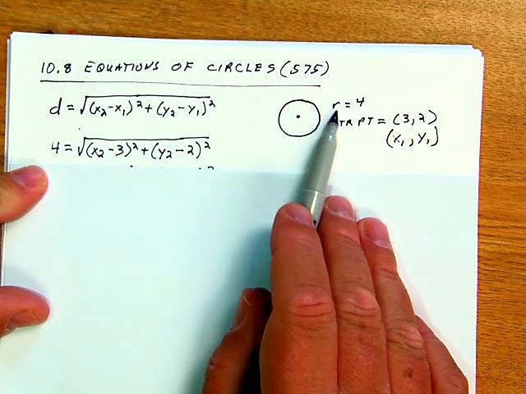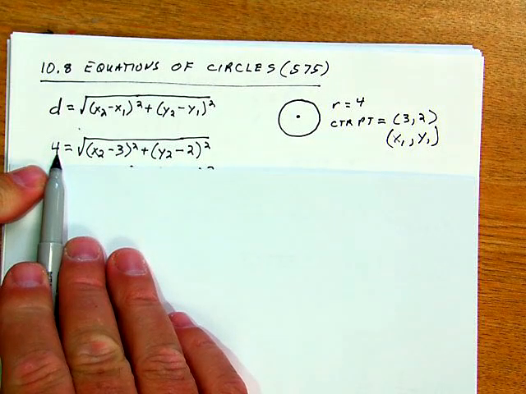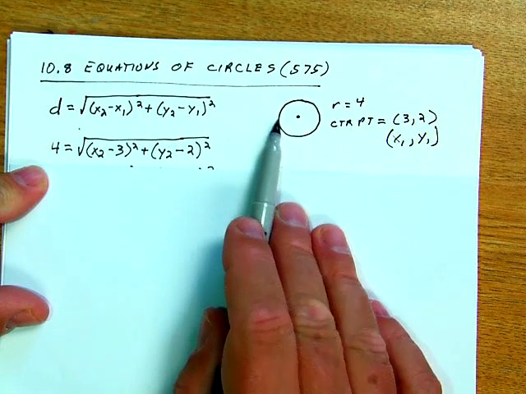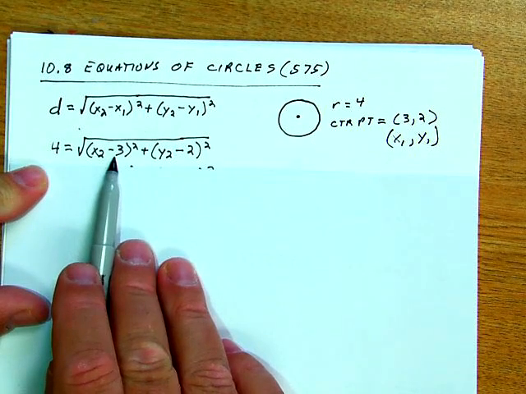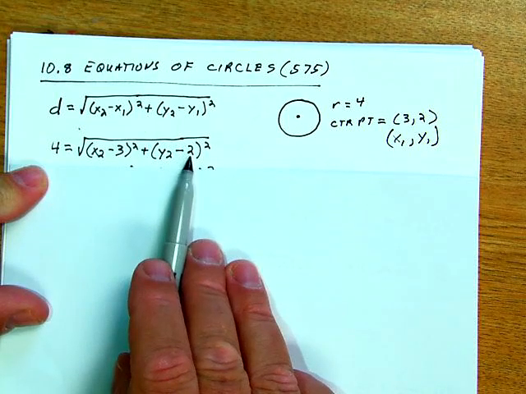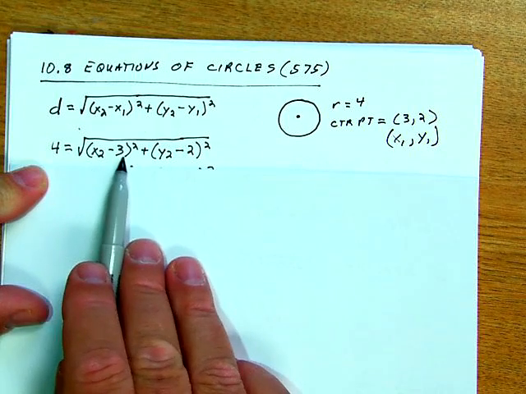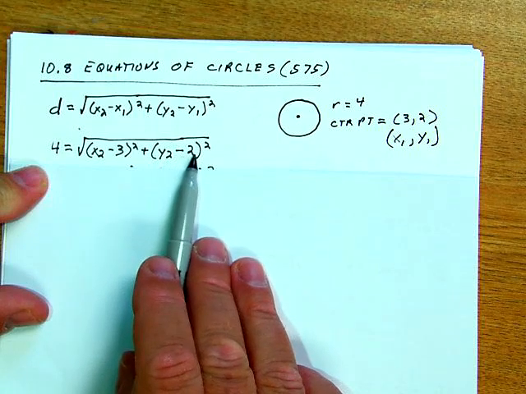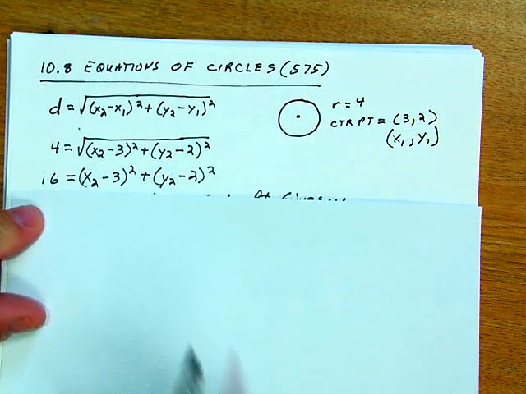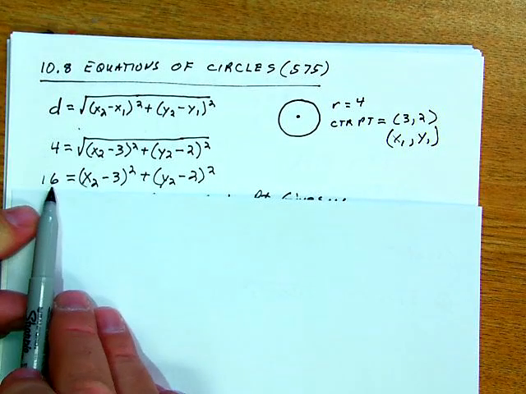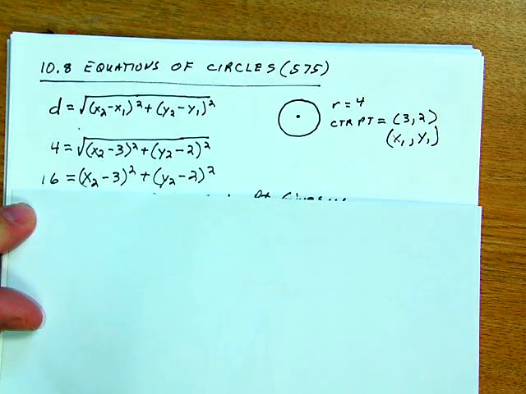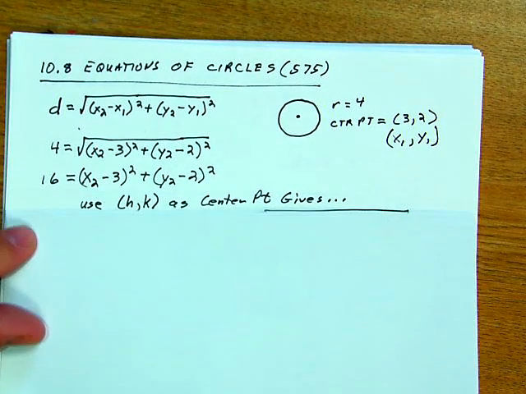So in this example, r is 4, so our distance, 4, is equal to, well, the x2 value stays the same. That would represent any point on the circle. But x1 is my center point, so 3 and 2 are the minuses. x2 minus 3 squared, y2 minus 2 squared inside the square root sign. Now I get rid of the square root sign by squaring both sides of that equation. 4 squared is 16, and the square of this side just gets rid of the square root sign. And so then I end up with this equation.